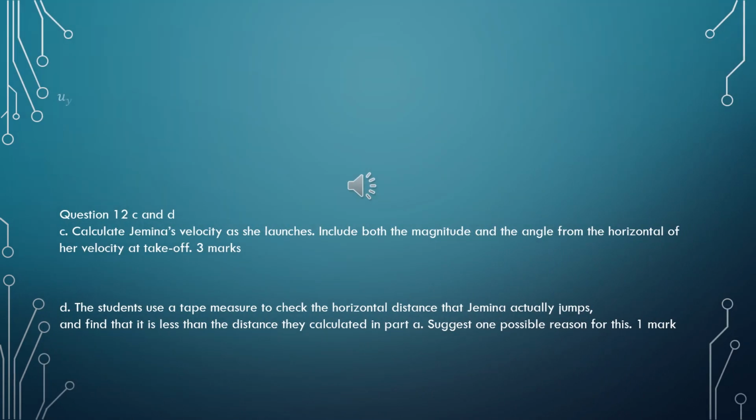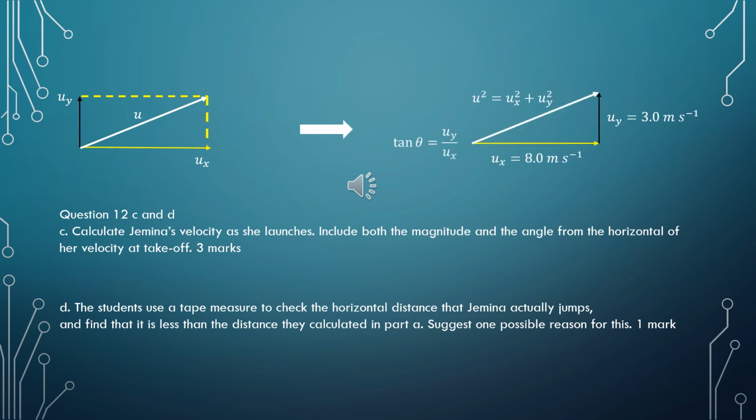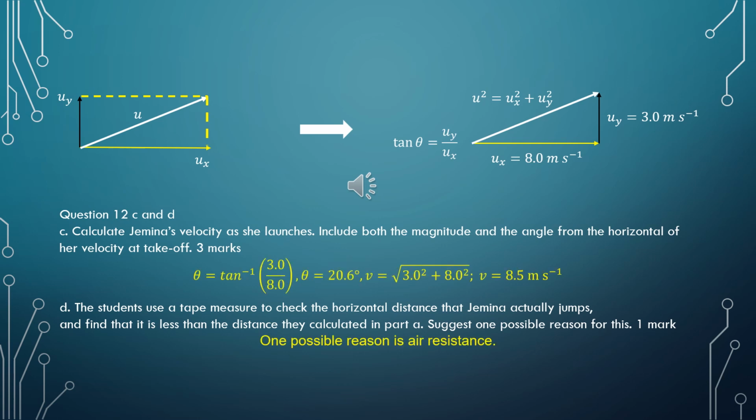Calculate the magnitude and the angle from the horizontal of her velocity at takeoff. The initial velocity is the resultant of x and y initial velocity, and we know x and y initial speed. Using triangular, we calculate the magnitude and angle step by step. However, the actual distance is less than the theory because air resistance is not avoided.